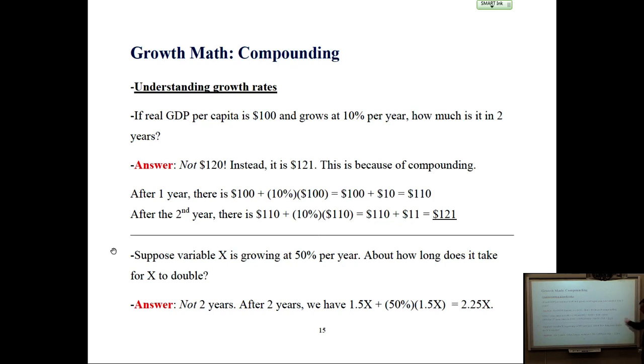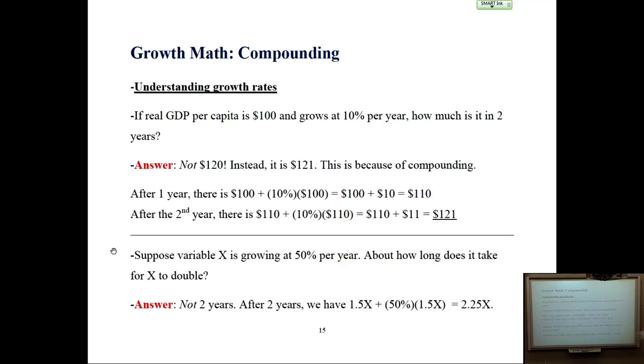So our second question, also a trap: let's say x is growing at a rate of 50% per year. About how long does it take to double? The intuitively appealing answer is 2 years. That's not true. Here's how you could fall for the trap. You might think 50% is half, 2 halves is a whole, so it's going to take 2 years exactly.